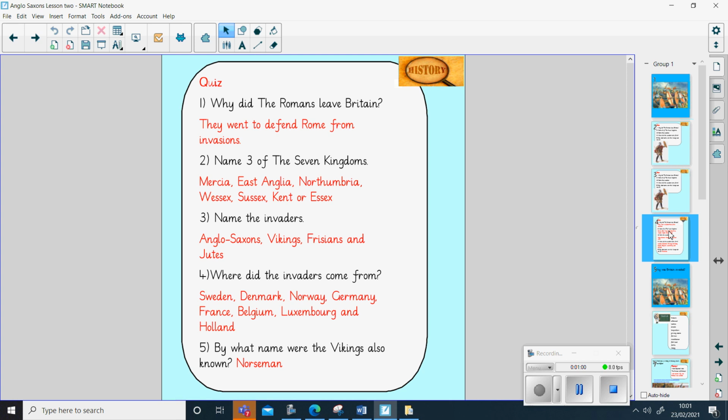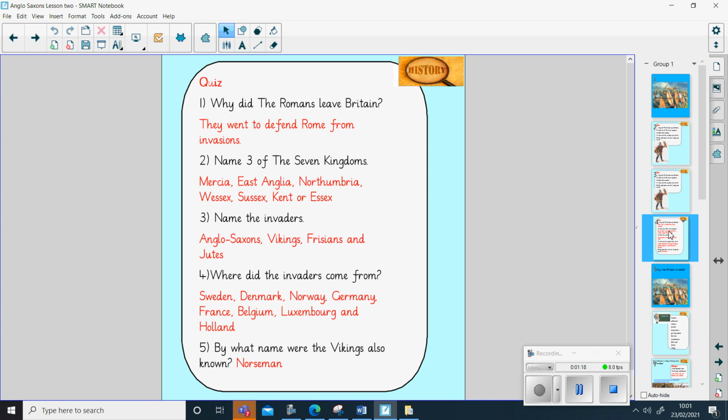Okay, hope you got on really well with this and you dug deep in that memory. So question number 1, why did the Romans leave Britain? So the answer to that question was that they went to defend Rome from invasions. So they had to go back to Rome so that they could defend it from other invaders.